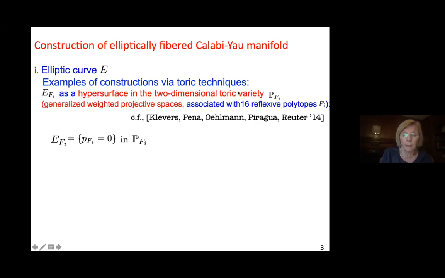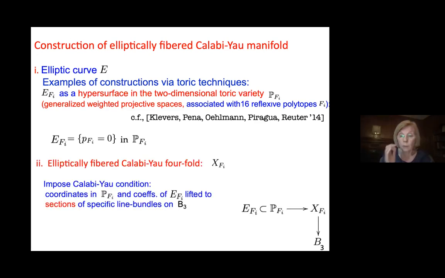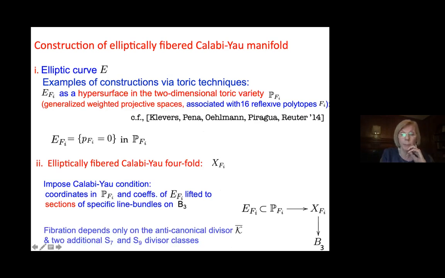So having this elliptic curve, we fiber it over a three-dimensional base and impose Calabi-Yau constraints, where, of course, both coordinates of the two-dimensional reflexive polytopes and the coordinates of the hypersurface constraint are lifted to sections of specific line bundles of the three-dimensional base. For the toric constructions with the elliptic fibration, it turns out that this fibration depends only on the anti-canonical divisor of the base and two additional divisors that I'm referring to as S7 and S9.